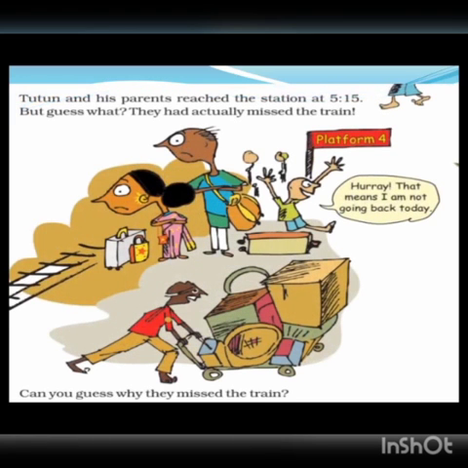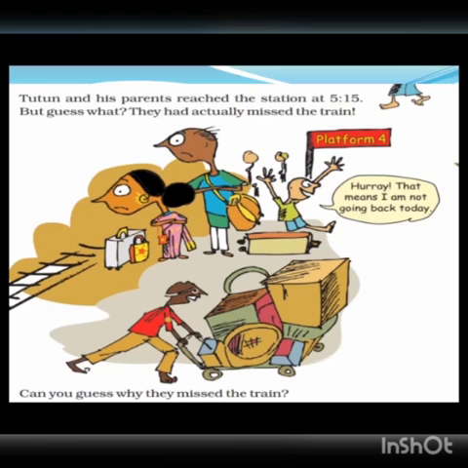Let's see the next part of the story. Tutun and his parents reached the station at 5:15. But guess what? They had actually missed the train. Tutun jumped and said, Hooray! That means I'm not going back today. Can you guess why they missed the train?